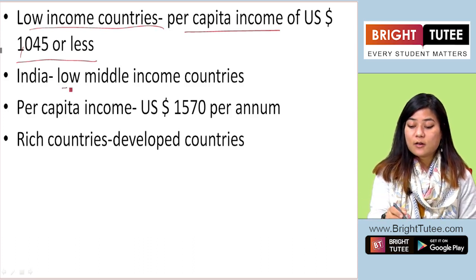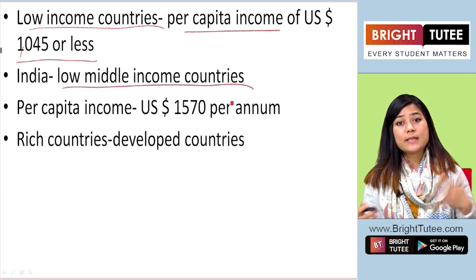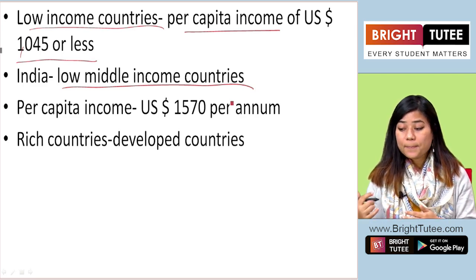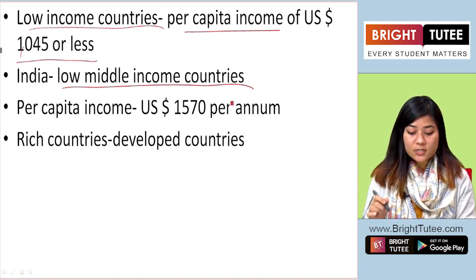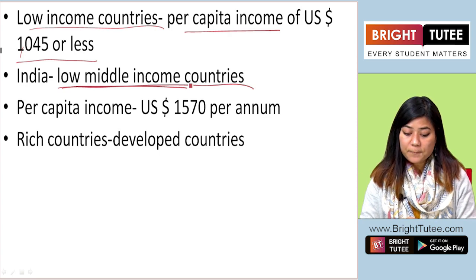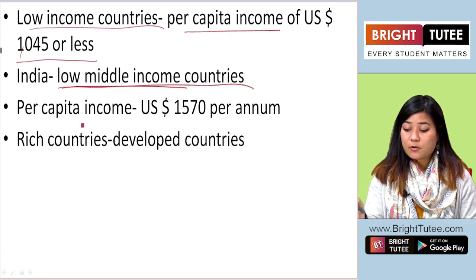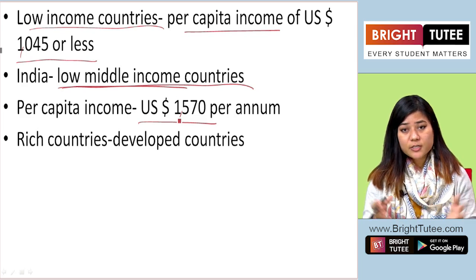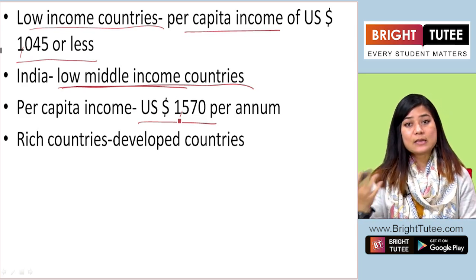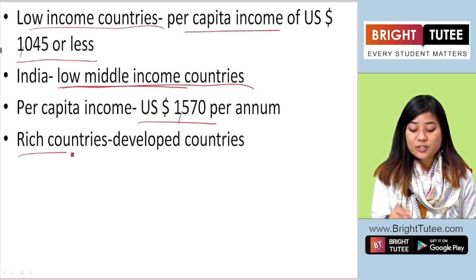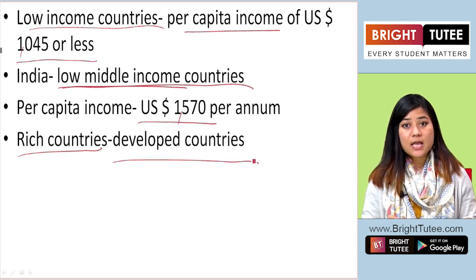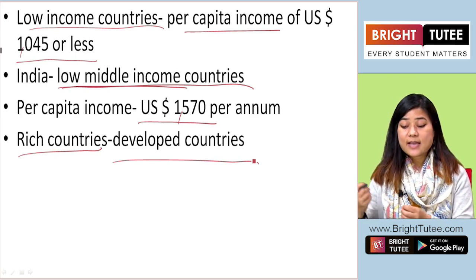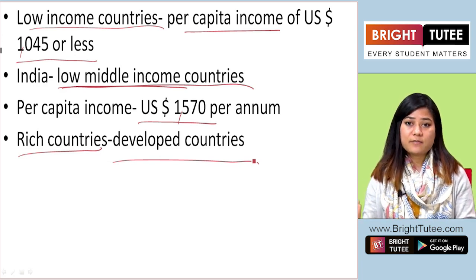Now India falls in the lower middle income category. It does not fall in the category of rich or high income country. It does not fall in the low income country category, but it falls in the lower middle income countries. Its per capita income in 2013 was US dollars 1,570 per annum. According to these reports, the countries which have high annual income are rich countries, and the countries that are rich are developed countries. The countries which have low income or lower middle income are not rich countries, and hence they are not developed countries, but rather underdeveloped countries.